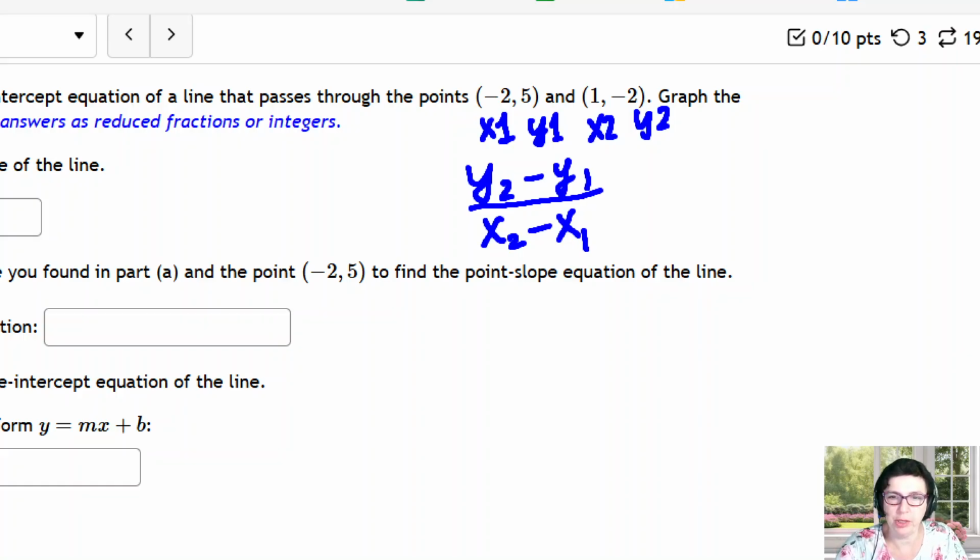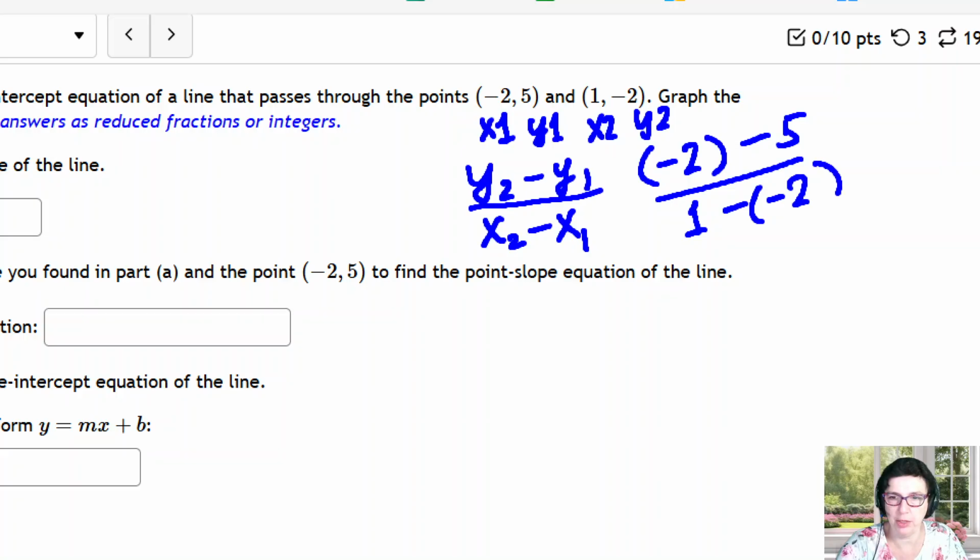Okay, so y2 is negative 2. We're going to put that in parentheses. Subtract y1, which is 5. Divided by x2, which is 1. Subtract x1, which is negative 2. And because it's negative, we put it in parentheses. And that expression we're going to type in the Desmos calculator.